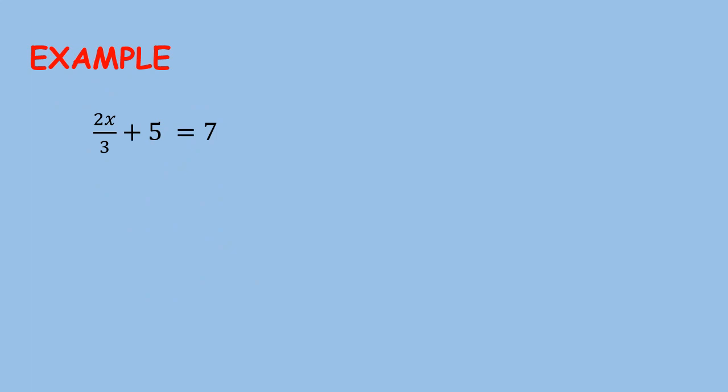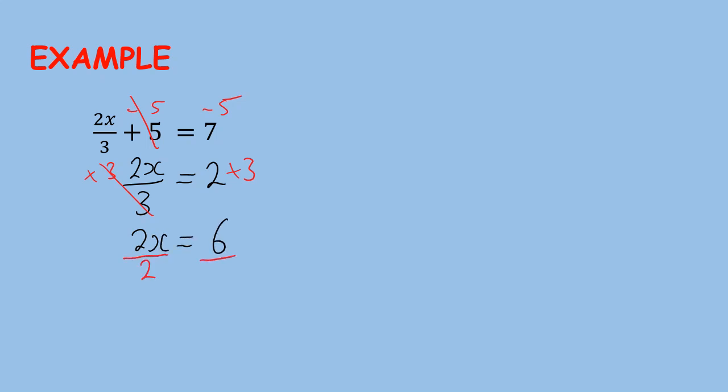Now we have 2x divided by 3 plus 5 equals 7. We will subtract 5 from both sides. We will then multiply both sides by 3. And lastly, we will divide both sides by 2. This will leave us with the answer x equals 3.